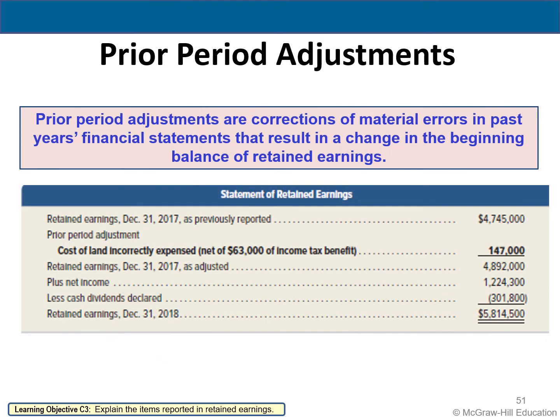All right, the only thing that I think we hadn't talked about when we were preparing our statement of retained earnings was this idea of prior period adjustments. Sometimes mistakes happen, right? Prior period adjustments are corrections of material errors of past financial statements that result in a change in the beginning balance of retained earnings. So sometimes on your statement of retained earnings, you'll see a category called prior period adjustments, and there'll be a list of whatever is being corrected to your beginning retained earnings balance.